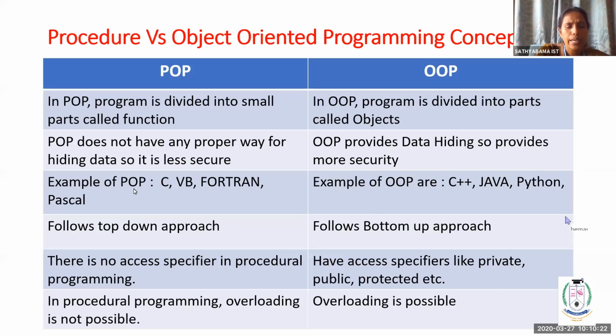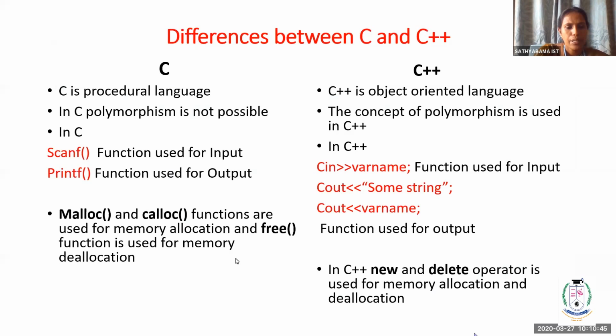In that way, you can implement data security in the object-oriented programming concept. Examples of procedure-oriented programming languages are C, Visual Basic, Fortran, and Pascal. In the last 3 units, we covered the C programming language. In the object-oriented programming language, in the 4th unit, we are going to cover the C++ language.